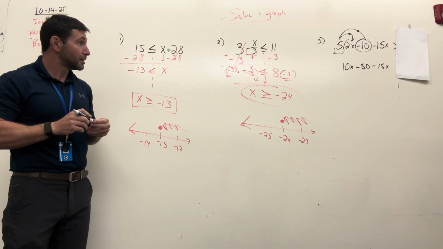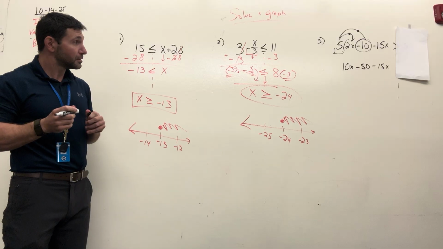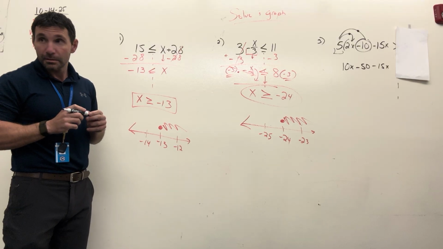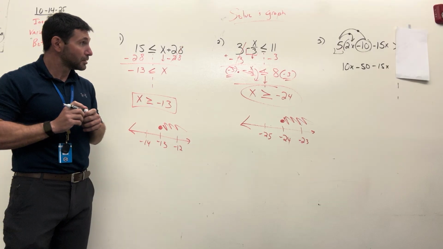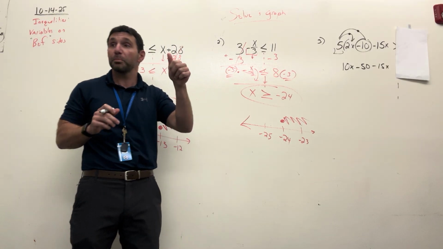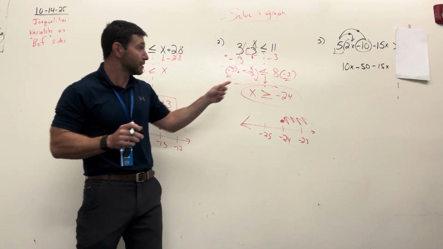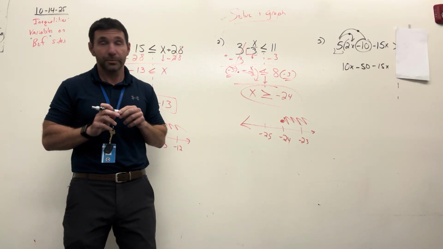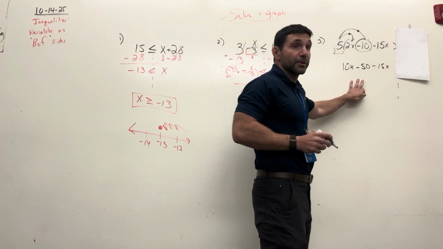I was going to say, if you multiply by negatives, do you also flip it? Because I got x is less than 24. So we multiply both sides by a negative 3. When that happens, whether we multiply or divide both sides by a negative, we have to flip the inequality. Okay. Good question. Step 3, combine like terms.